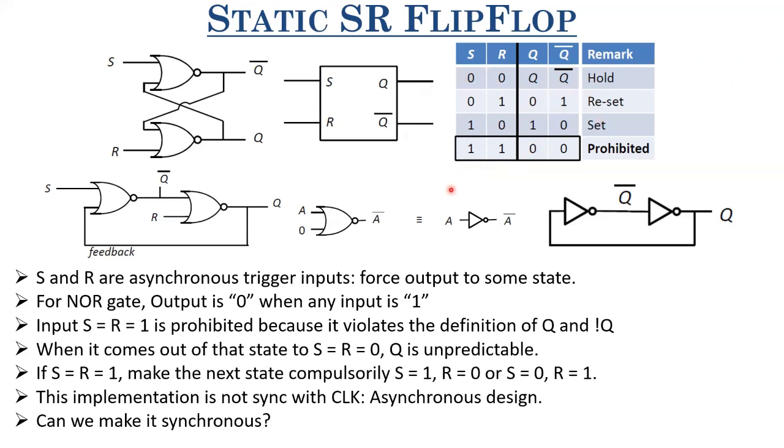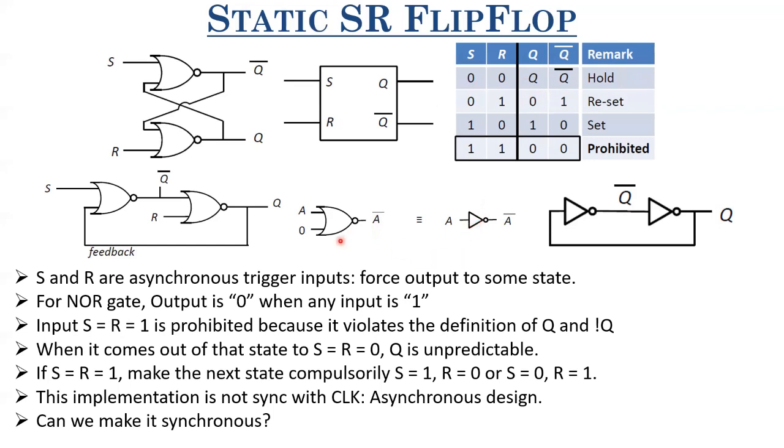First, when you're going for 1-1, that itself is prohibited because your Q and Q bar are both 0, which violates the principle of complements. And to make things worse, if you try to go from 1-1 to 0-0, then you're not sure what the output will be. You are sure that it will be held and both of them will be complements of each other. But you're not sure whether Q will be 1 or Q will be 0. So this is again something that you don't want. You don't want unpredictability in your system.